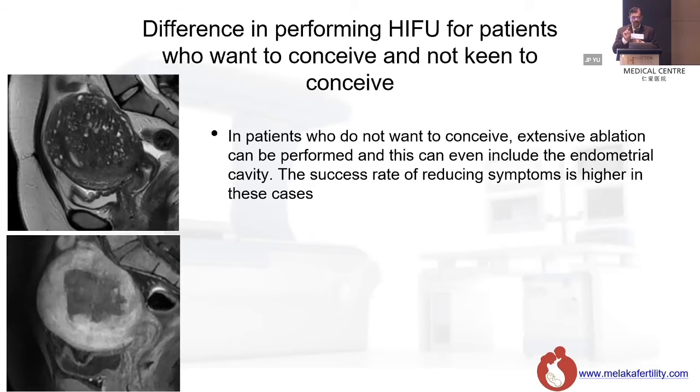So in a patient who does not want to conceive, you can do extensive ablation and you can even include the endometrium. It doesn't matter. And the success rate for reducing symptoms is higher. Many of these patients come to see us for menorrhagia and bleeding. And also they want to get pregnant. So this is when the problem comes in.